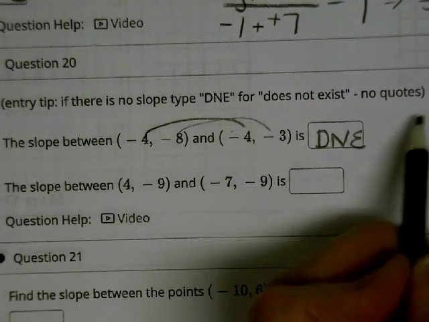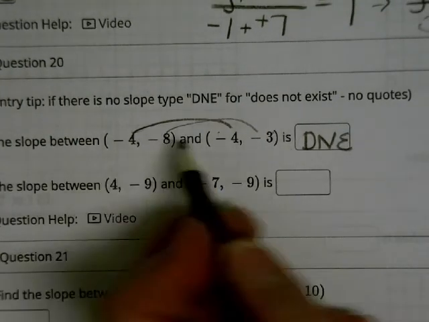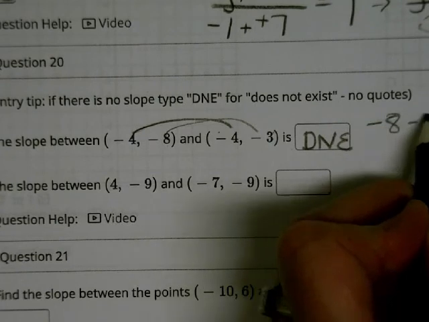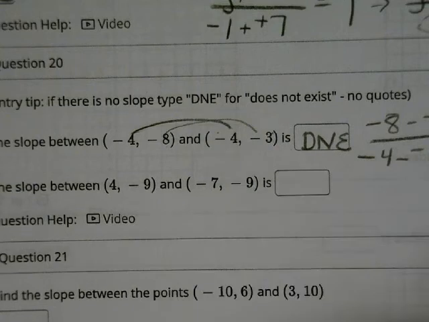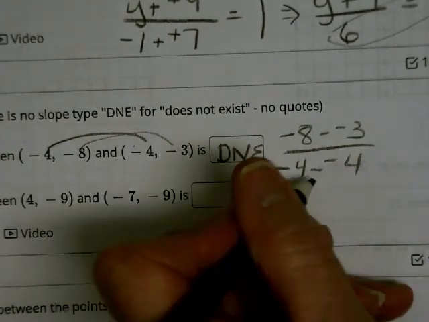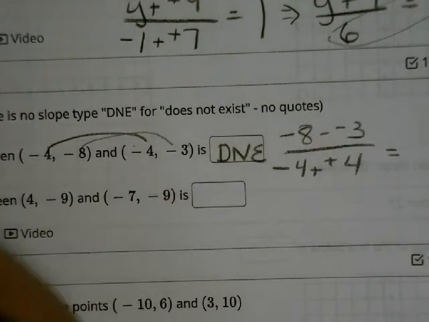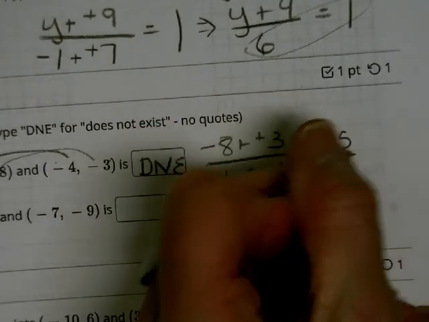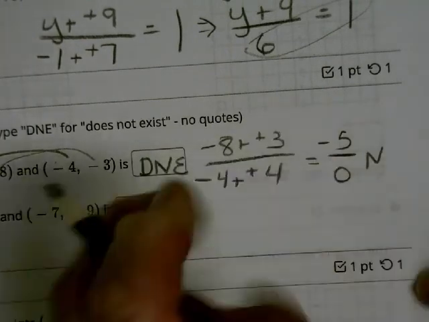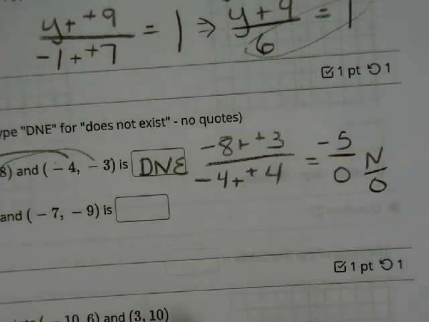Remember, if I have the x's alike, it has no slope because it's a vertical line. See, the bottom is 0 because the top is -8 minus a -3. The bottom is a -4 minus a -4. So the bottom is a 0. And that is a no. That matches the no pattern.